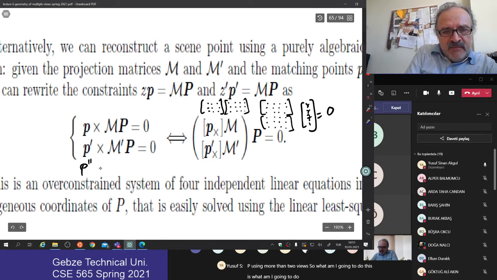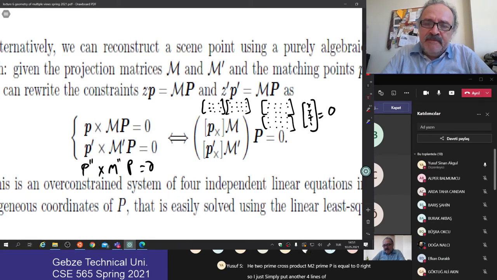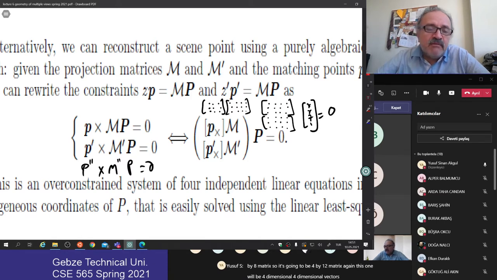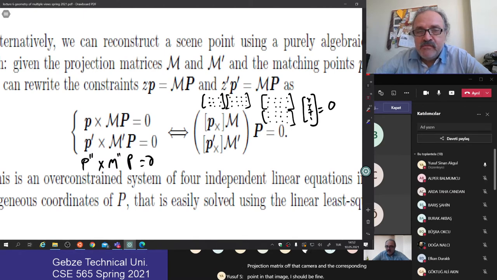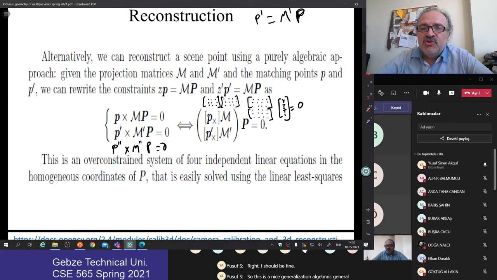P 2 prime cross product m 2 prime p is equal to 0. Right? So I just simply put another four lines under this 4 by 8 matrix. So it's going to be a 4 by 12 matrix. Again, this one will be a four-dimensional vector, and I'm going to solve that one. Doesn't matter how many cameras you have, as long as you have the projection matrix of that camera and the corresponding point in that image, I should be fine. So this is a nice algebraic generalization of that geometric solution, and this can handle many cameras at the same time.